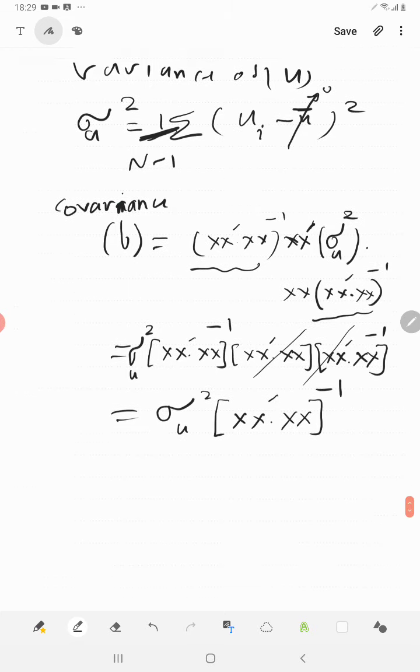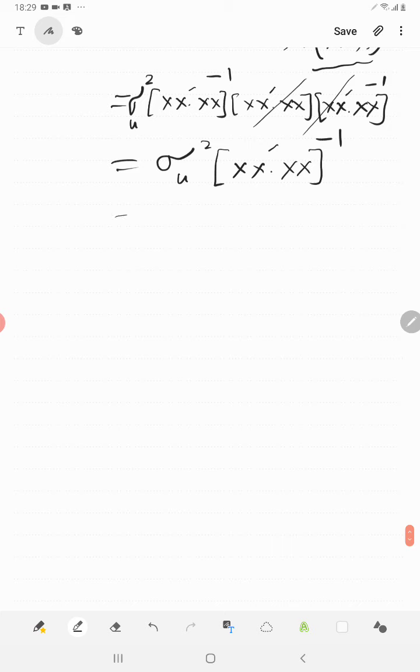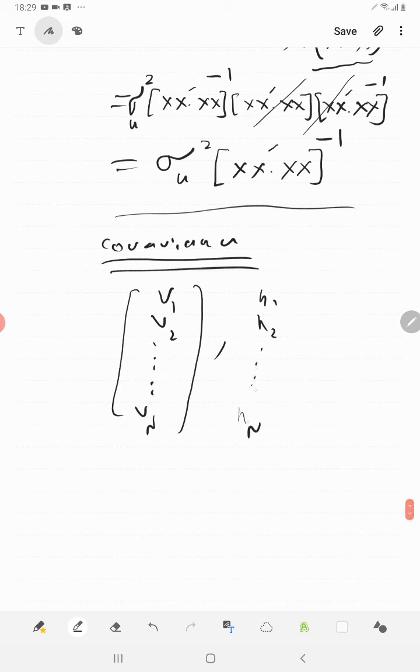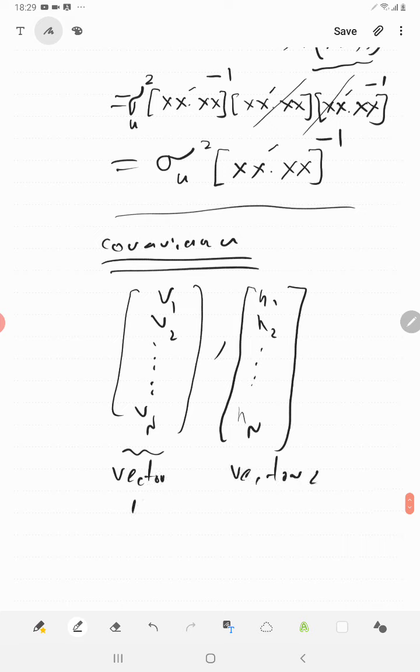Now, what is a covariance? If we have, say, two vectors, v1, v2, until vn, and another one, h1, h2, until hn. These are two vectors: this is vector 1, and this is vector 2.